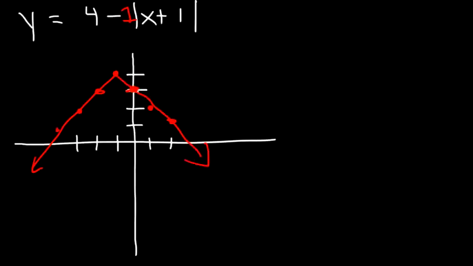So that's how you can graph it if you want to draw a more accurate sketch using points. And as we can see, the range is from negative infinity to 4. The highest y value is 4. And don't forget to put brackets because it includes 4. Now let's try one more example.